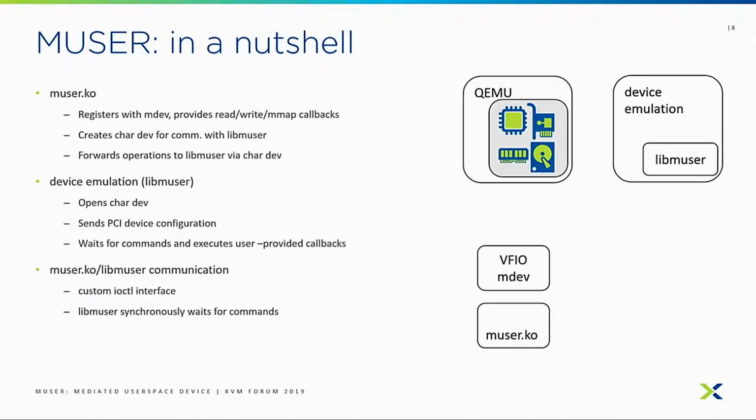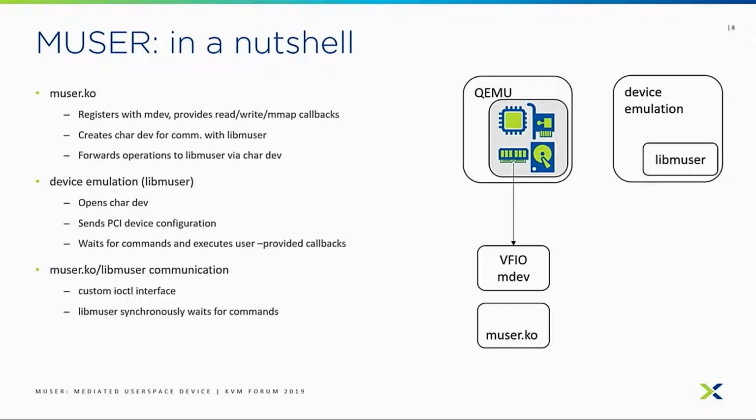The device emulation, which is libmuser, opens the muser character device and passes the device emulation information to muser.ko. Then it waits for commands to be received from muser.ko. Currently, this wait is synchronous. We want to make it asynchronous by making it pollable, but that's one of the items for future work. The interface between muser.ko and libmuser is a custom IOCTL.